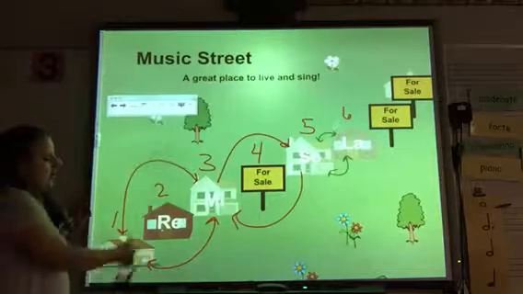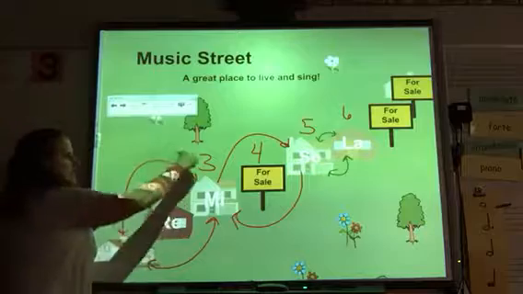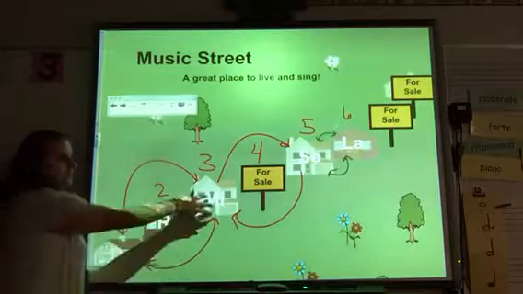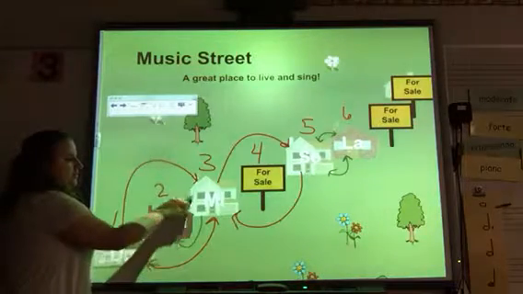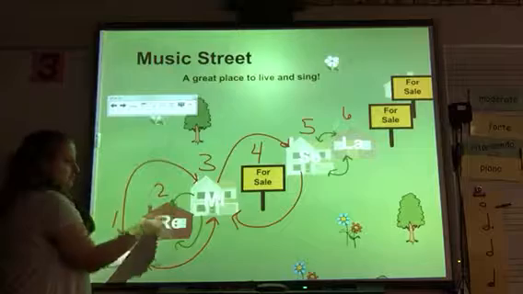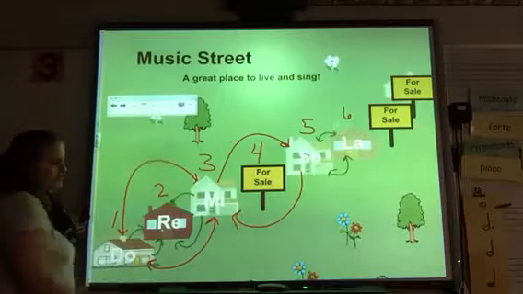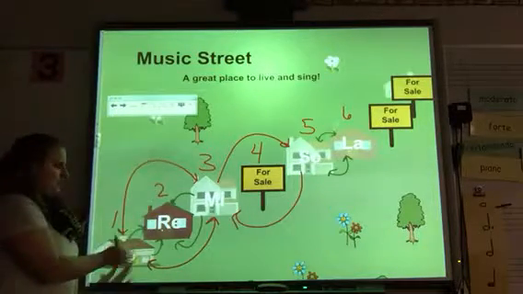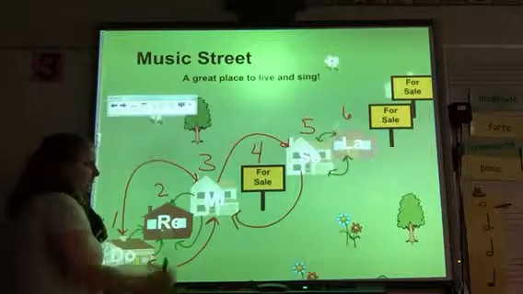So if you look, re is in lot number 2 between lot number 1 and lot number 3. So re comes right in between do and mi, and so they are both one step away from re. Re is only a step away from do and a step away from mi. Re comes right in between.